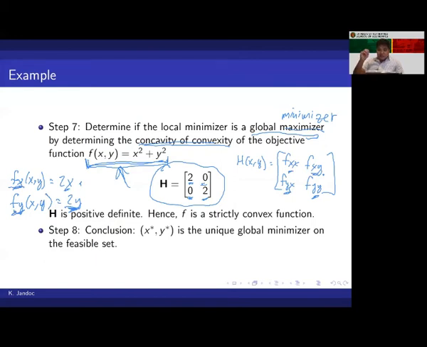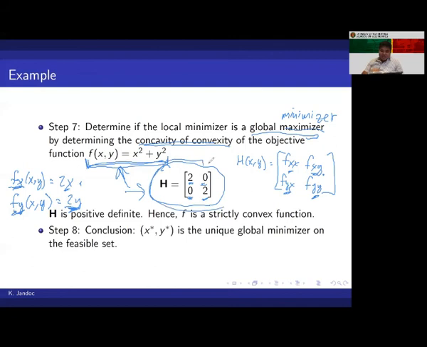And the reason we're getting this is to determine the concavity or convexity of the objective function. This is not the same as getting the Hessian of the Lagrangian that we had a while ago. So the Hessian of the Lagrangian is used to determine whether the stationary points are strict local maximizers or minimizers. So don't be confused. Here we're just determining the convexity or concavity of the objective function. That's why we get the Hessian of the objective function, f.